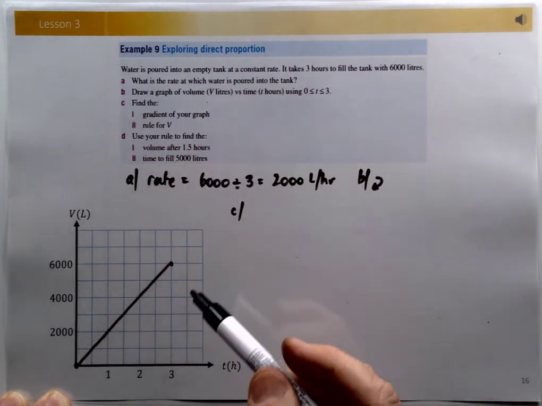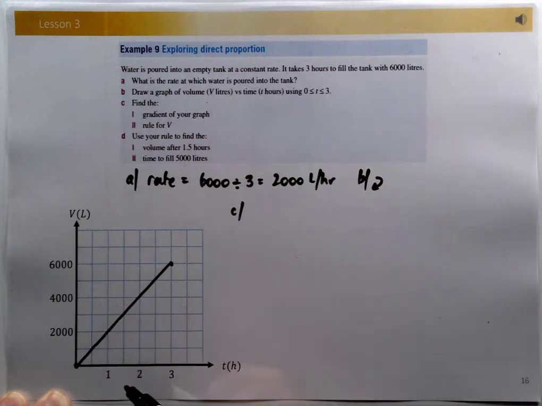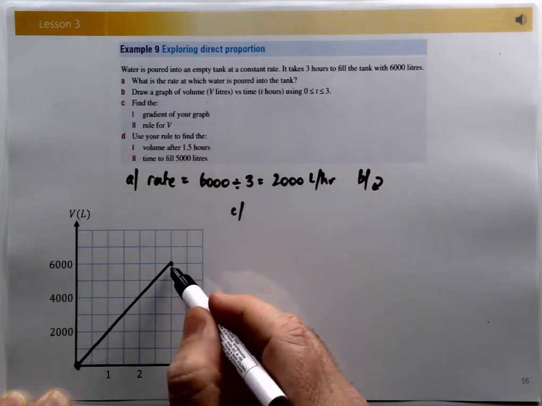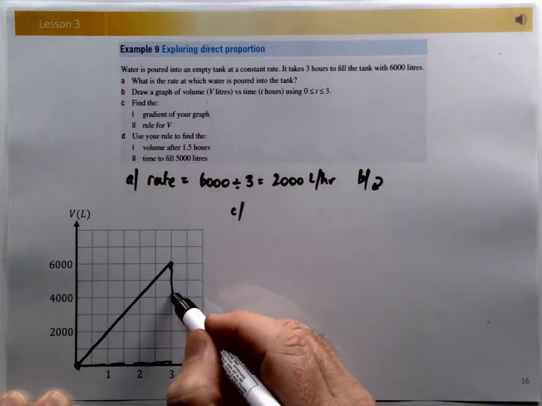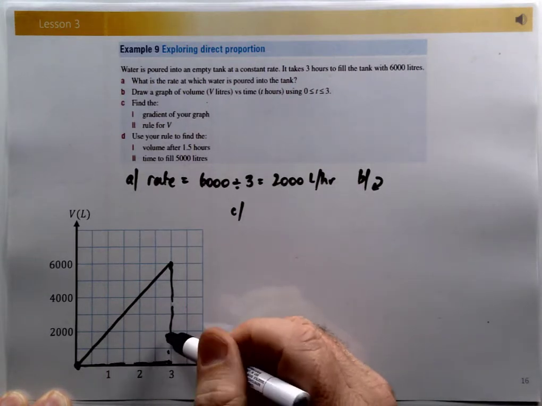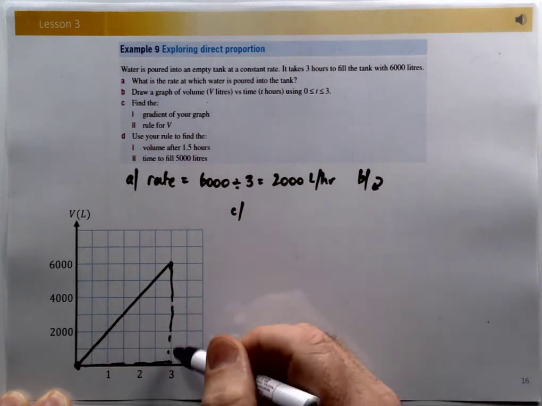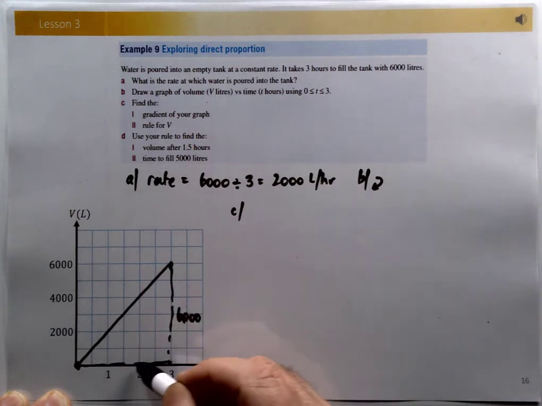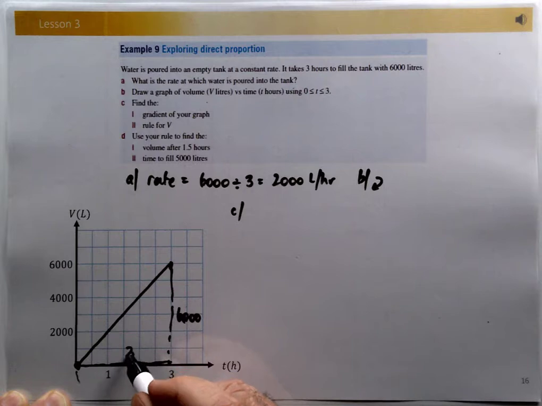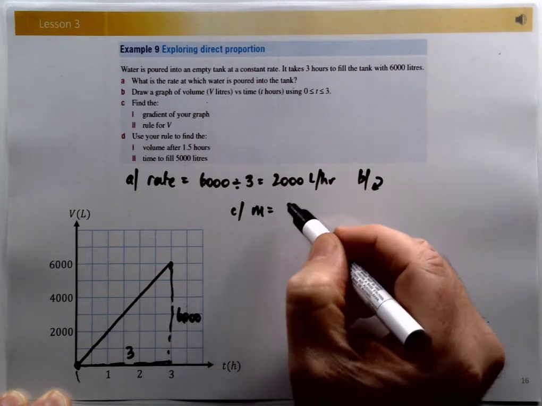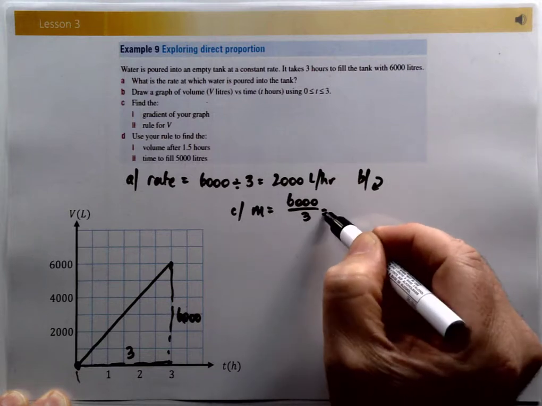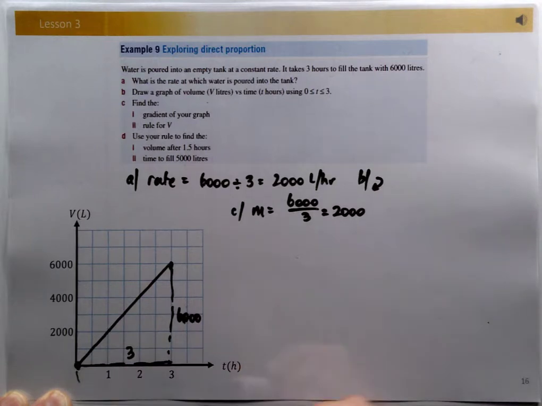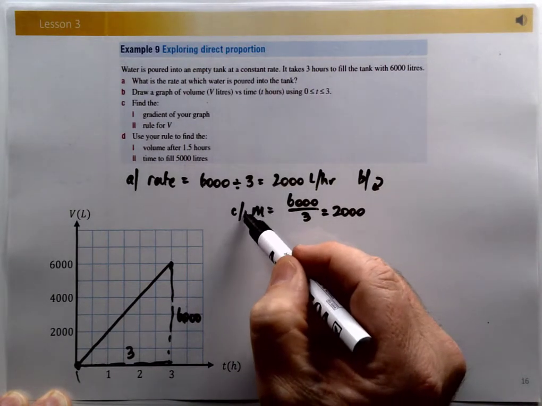Okay, part C, find the gradient of your graph. So let's actually use the graph here. If we were to pick those 2 points there, again draw our little triangle in there. Now don't count squares here, because this isn't a one-to-one scale. You can see this side here is going from 0 up to 6,000, and this side here is going from 0 hours to 3 hours. So 6,000 divided by 3 is equal to that 2,000 number. You notice these happen to match, but we could have picked any 2 points on there. We still would have got that same answer.